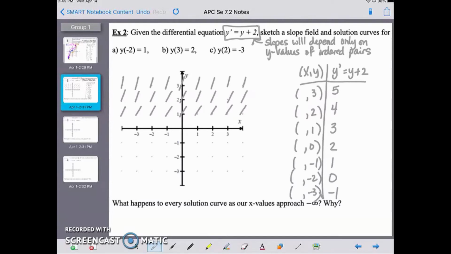When y is 0, my slope is 2. And when y is -1, my slope is 1. When y is -2, my slope is 0. When y is -3, my slope is -1.